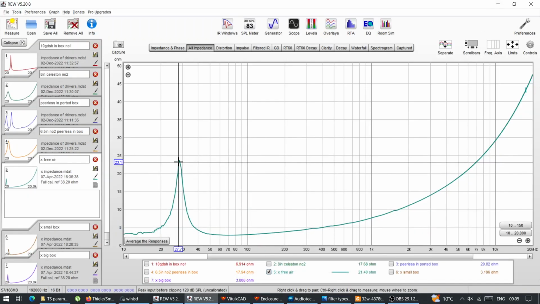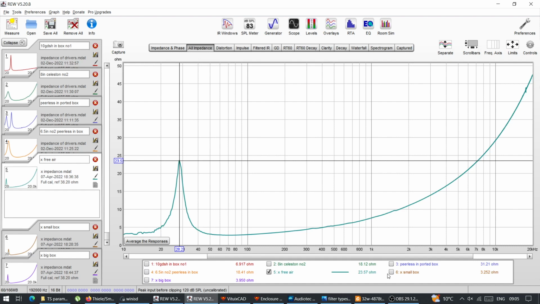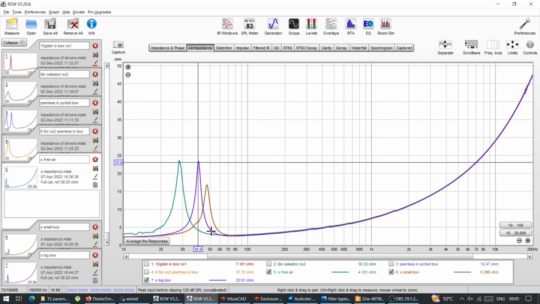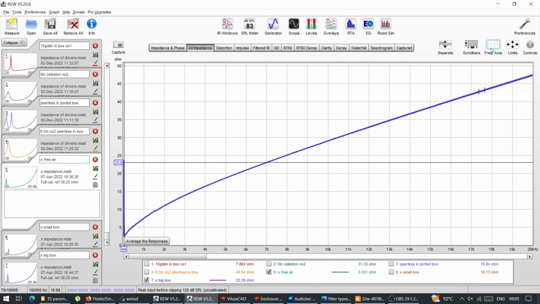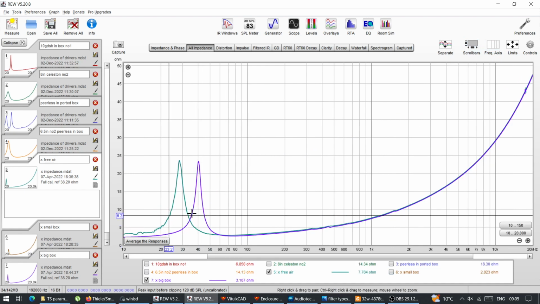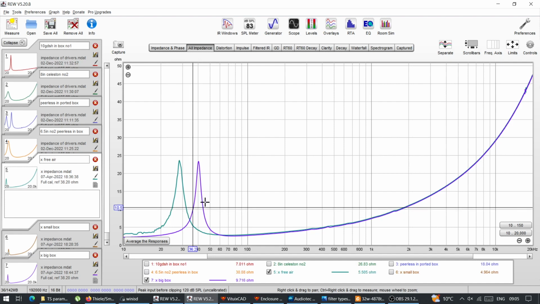If I put this driver in a smaller box, the frequency goes up and the Q becomes higher. And if it's in a bigger box, the frequency is a bit lower and the Q is a bit lower as well. So even if these look kind of similar, the Q is going to be different because it's on a log scale. If you put it like this, the difference between this is much smaller than the difference between this, because it's on a log scale.